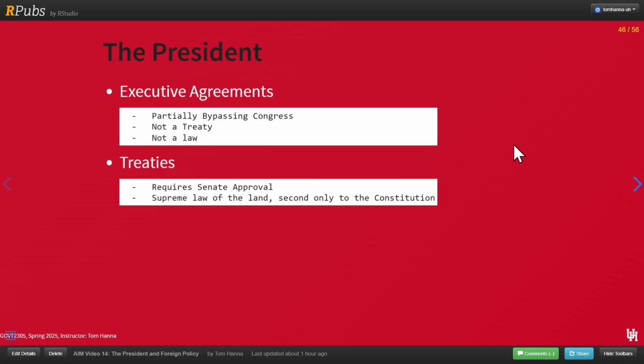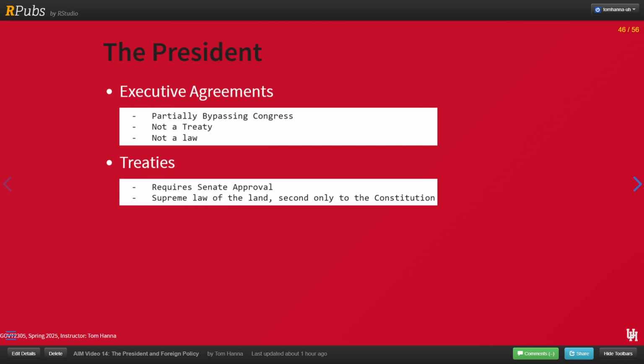So, what are some of the president's powers here? I'm sorry, the "not a law" is wrong here. I was going for something else, so I'm going to explain that.